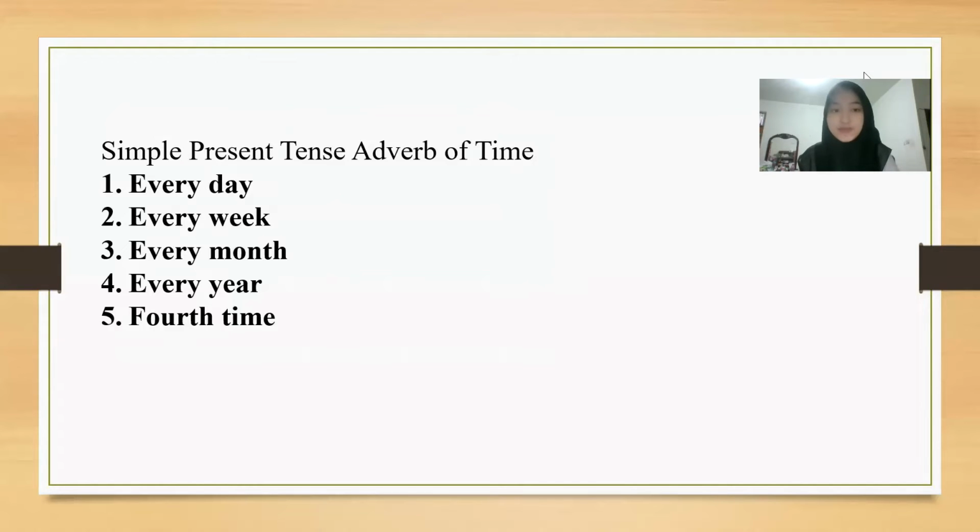Okay, so the next is every week. For the affirmative sentence, we can use every week, for example: my brother plays basketball every week. And then for the negative sentence: my brother does not play, or doesn't play, basketball every week. And then for the interrogative sentence: does my brother play basketball every week? with a question mark at the end.